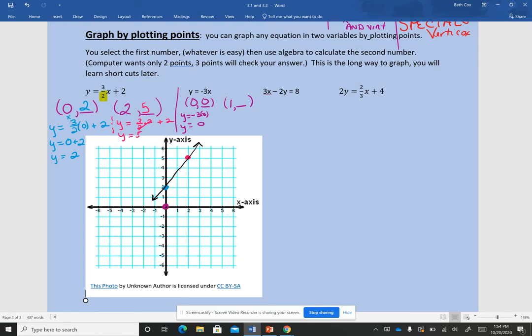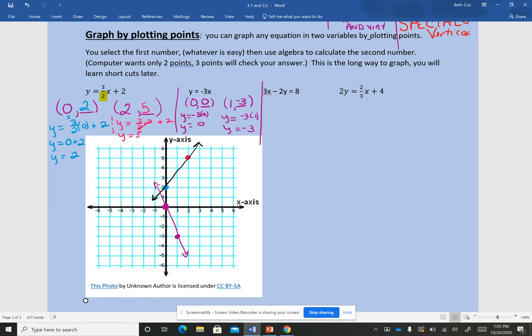So there it is. And then if I plug in 1, I have y is equal to negative 3 times 1. So y is negative 3. So I have the point 1 on the x and the negative 3 on the y. So there's that point. And I can connect those 2 points, and that's my line. And again, I don't need my humps. I'm going to erase my little humps. There we go. Okay, so now these next two are a little bit harder.